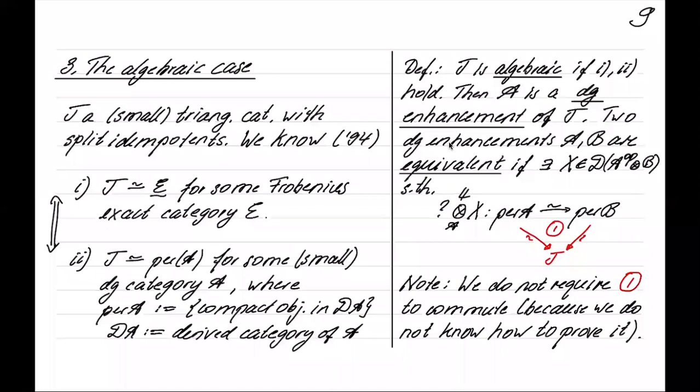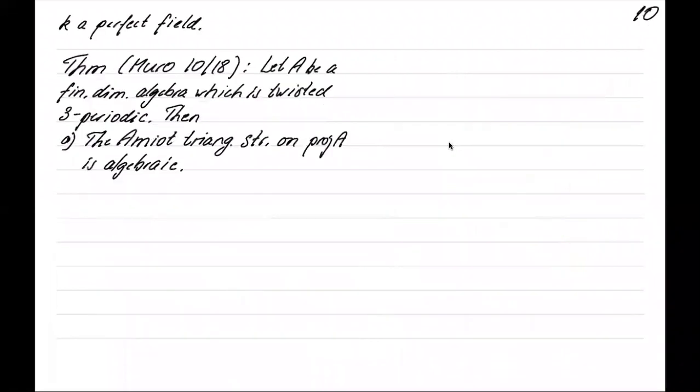Okay, and now let me state Muro's theorem. We work over a perfect field, and we take an algebra which is twisted 3-periodic. So its category of projective modules carries a triangulated structure. The first part of the theorem tells us that this canonical structure constructed by Claire is algebraic. And that is actually very surprising.